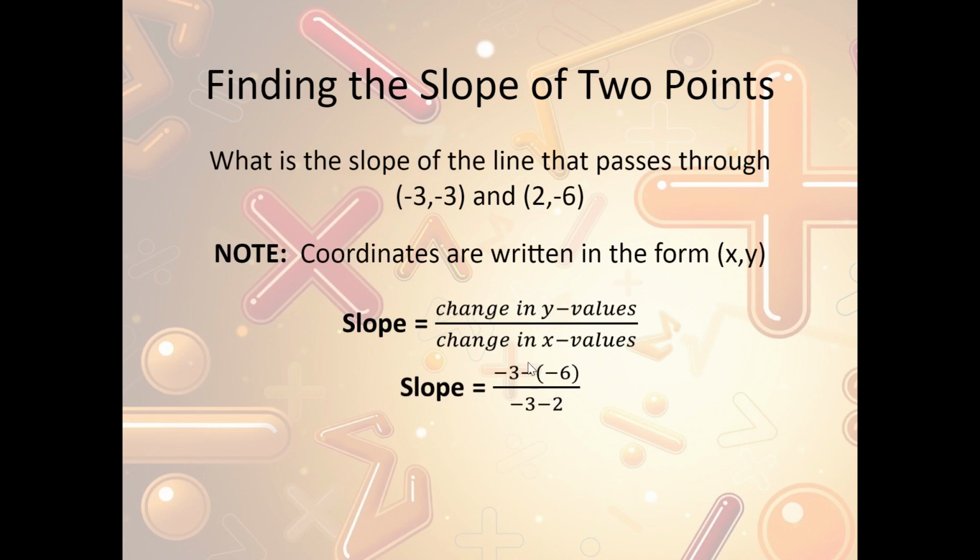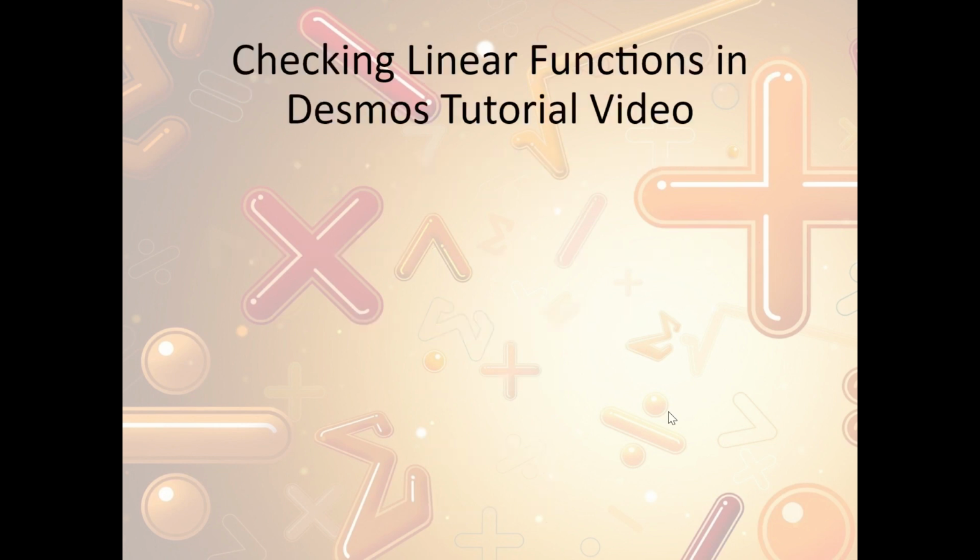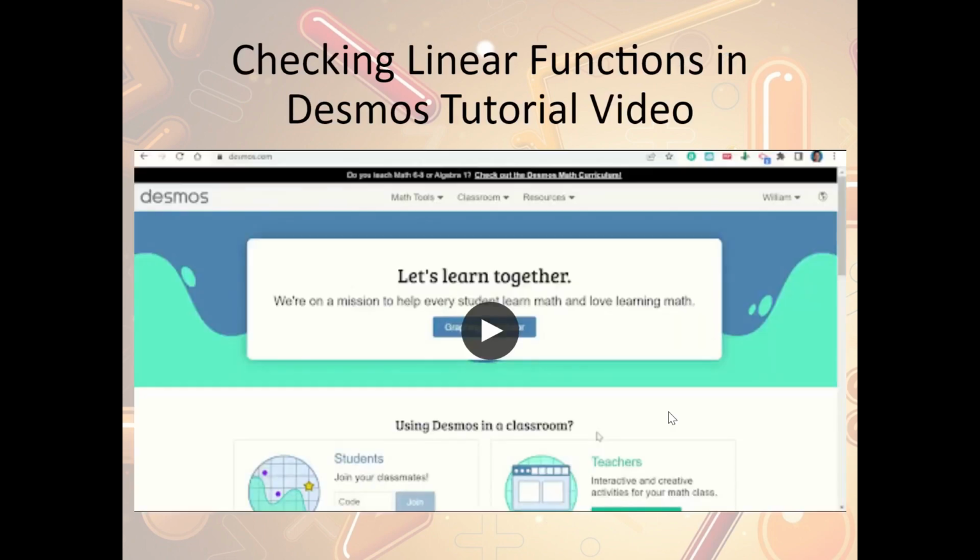So I get negative 3 minus negative 6 and negative 3 minus 2. And when I simplify, this really becomes plus positive. So negative 3 plus 6 is 3. And negative 3 minus 2 is negative 5. So it's 3 over negative 5, which is just negative 3/5. There's a video here also that shows you how to graph linear functions in Desmos. So you can go ahead and watch that.